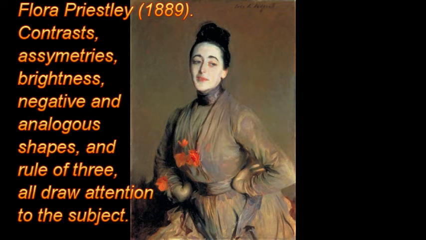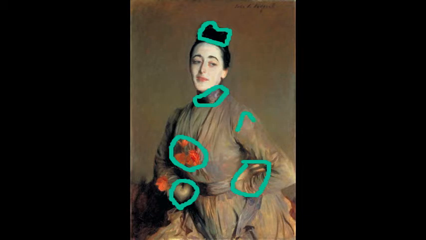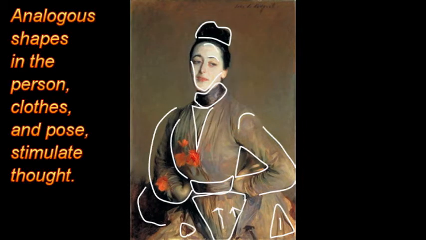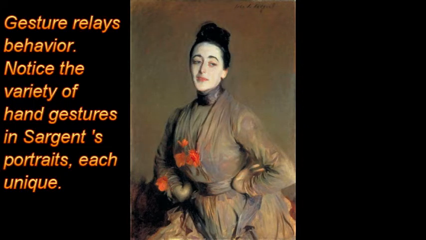Flora Priestley, 1889. Analogous shapes in the person, clothes, and pose stimulate thought. Gesture relays behavior. Notice the variety of hand gestures in Sargent's portraits, each unique.